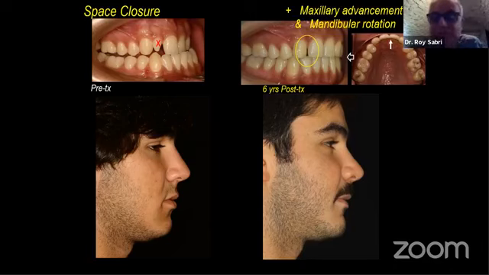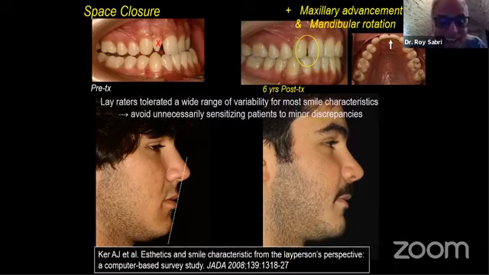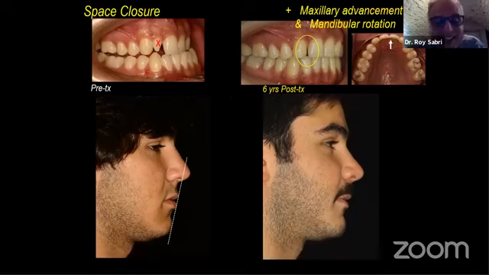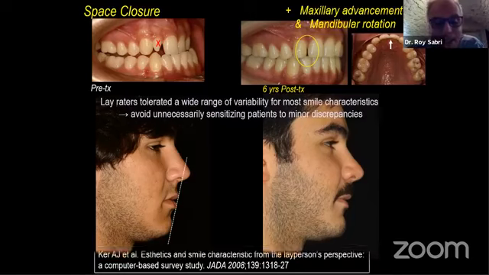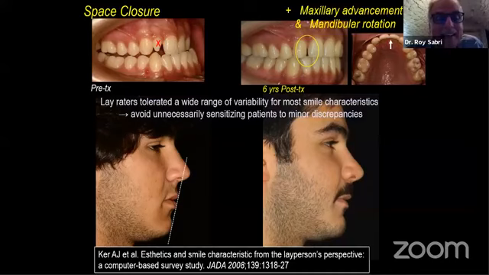Not at all. And it's interesting because this is a study that shows that lay people tolerated a wide range of variability for most smile characteristics, more than us.